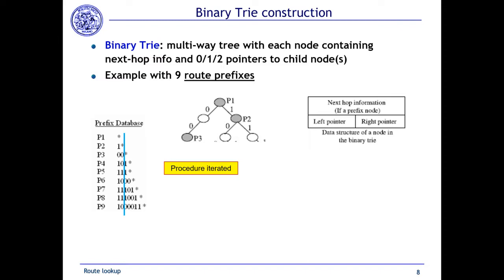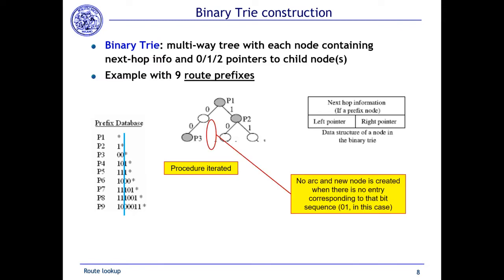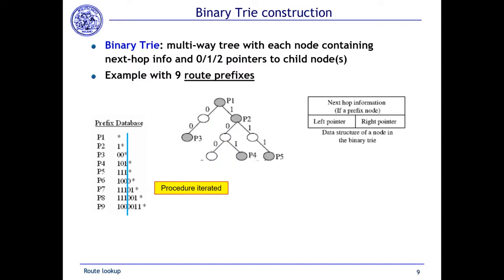And then the procedure is iterated, so you continue. Here you notice that no arc is created because you don't have an entry that corresponds to that bit sequence. You don't have any entry corresponding to the 0, 1 sequence, so you don't create any arc. And you iterate the procedure.